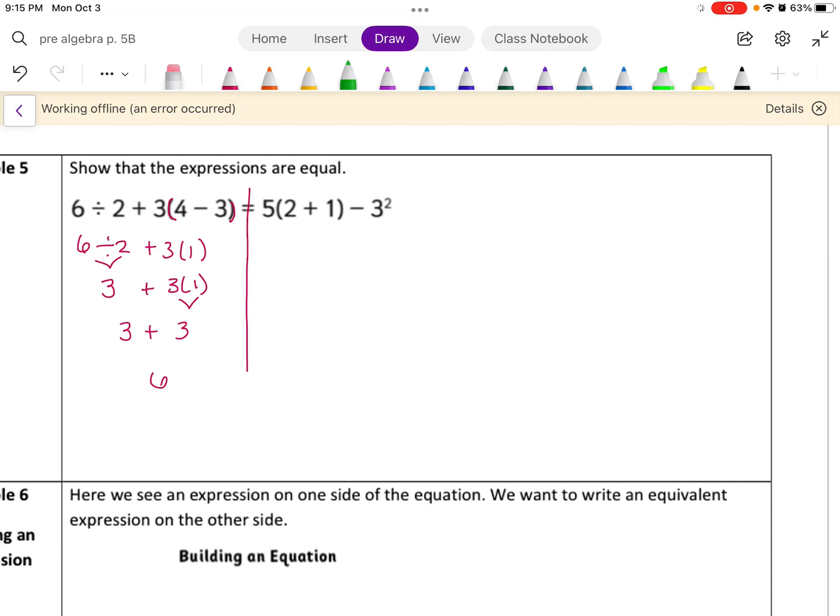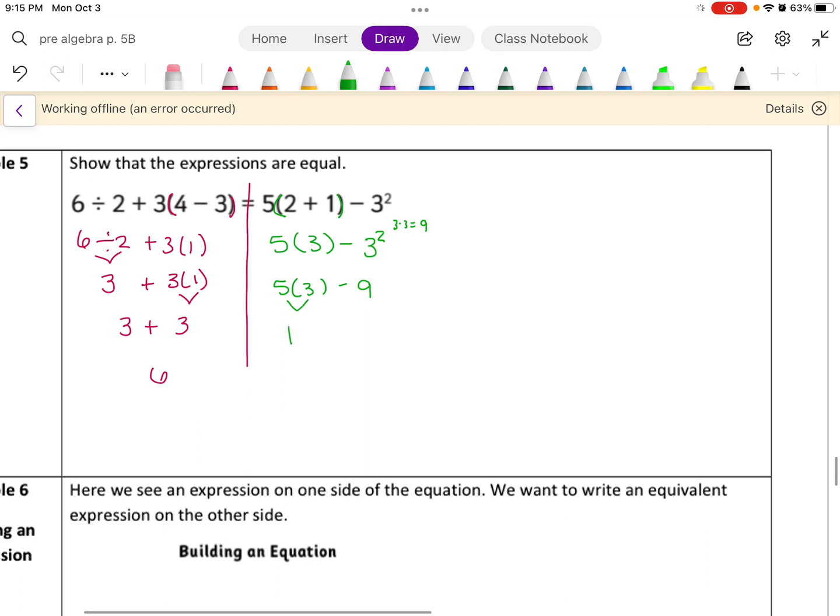Now we go ahead and we evaluate or simplify the right side. 5 times the quantity of 2 plus 1, excuse me, minus 3 squared. So do our parentheses first. 2 plus 1 would be 3. Then we do our exponent. 3 squared means we have 3 times 3, which is 9. 5 times 3 minus 9. Then we multiply. 5 times 3 is 15. 15 minus 9 is 6.